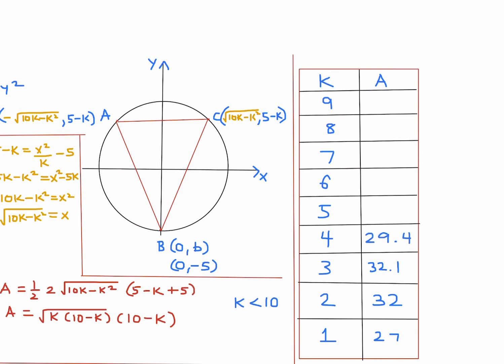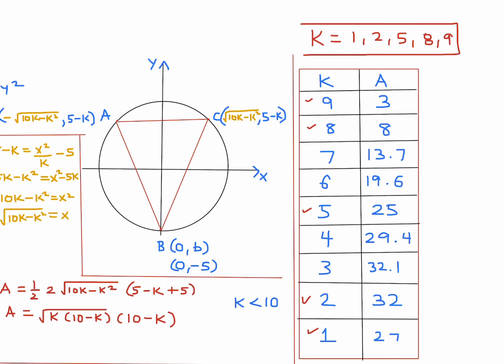So when you plug in values of k, you get the following, right? And this can be done pretty quickly. You can do it in your head, or well, most likely you're going to do it on a calculator. So there we go. As you can see, the integer values for the area occur when k is equal to 9, 8, 5, 2, and 1. So the values of k for which the area of that triangle is an integer are 1, 2, 5, 8, and 9. And that is what they're looking for.